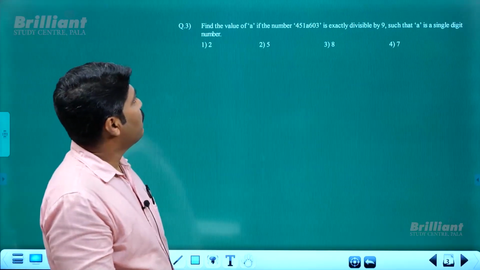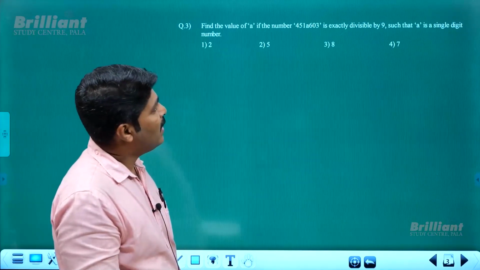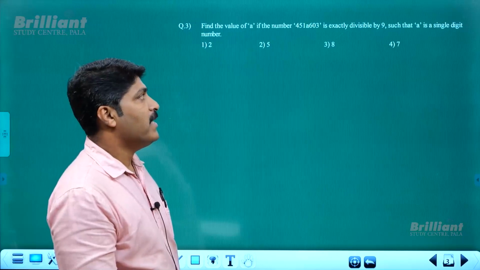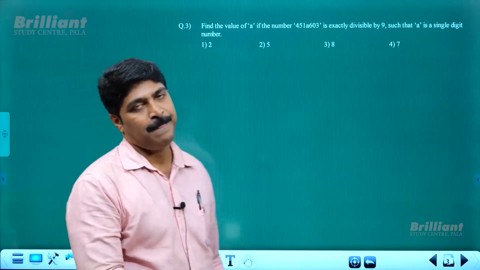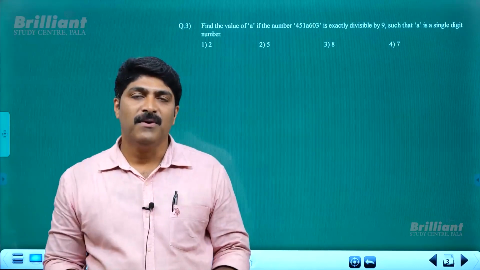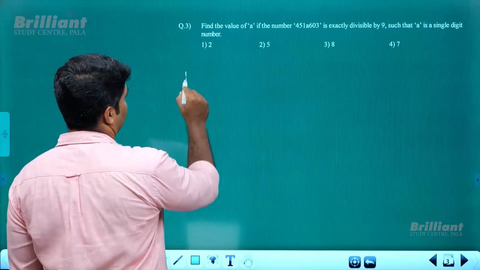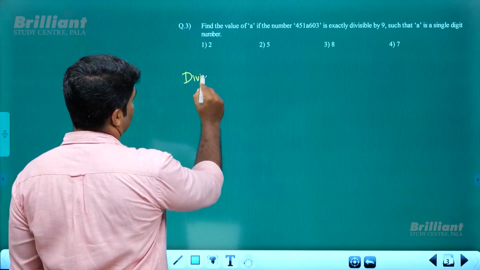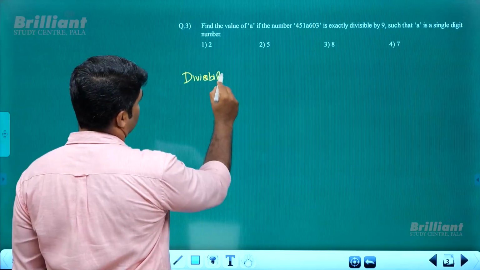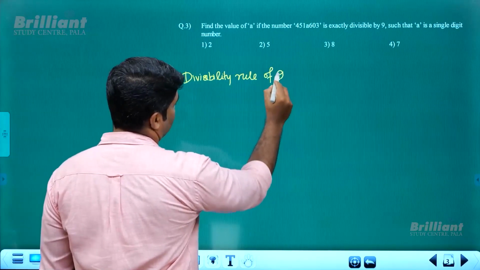Consider the next question. Find the value of a if the number 4580603 is exactly divisible by 9 such that a is a single digit number. Just recall the concept. What is the divisibility rule for 9?